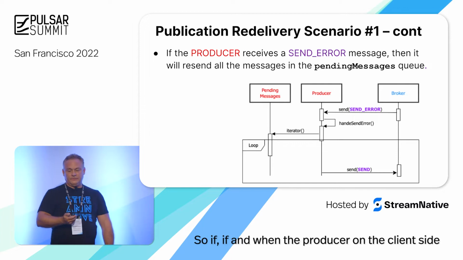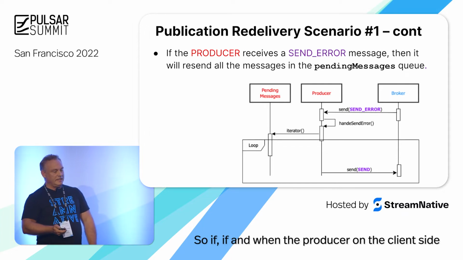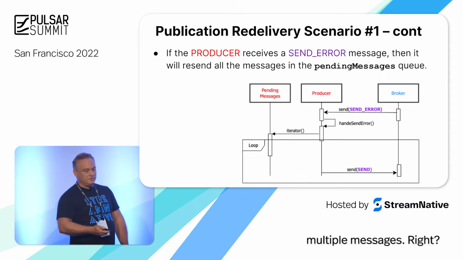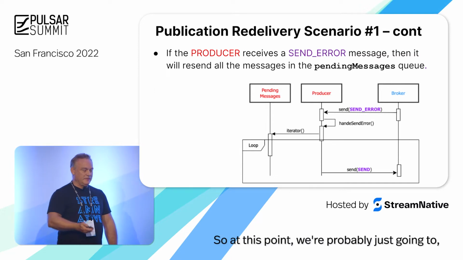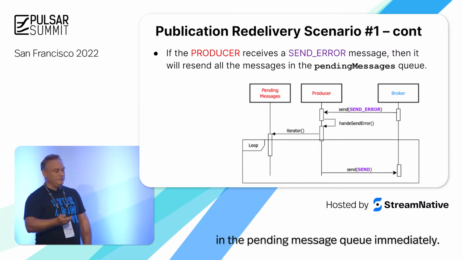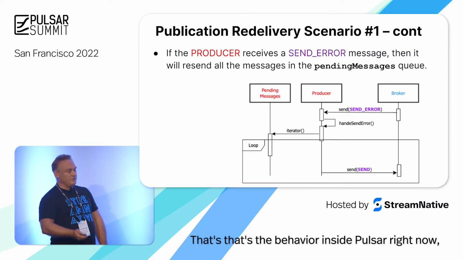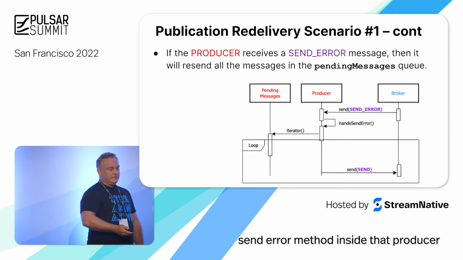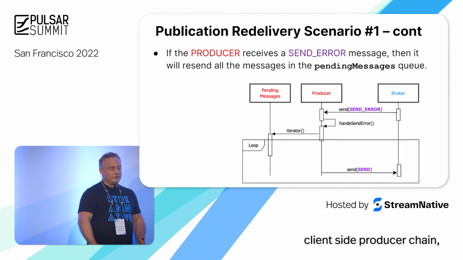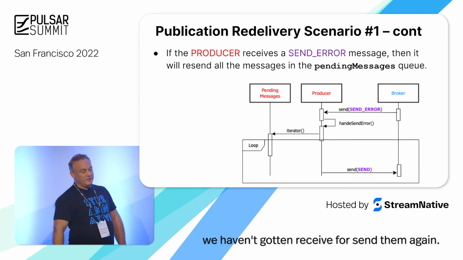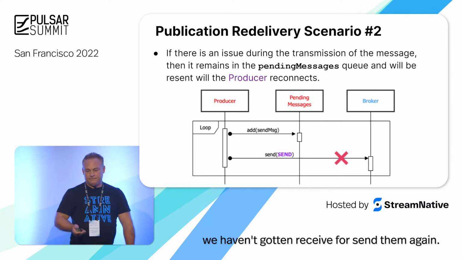So if and when the producer on the client side, again indicated in red, receives that send error message, it's highly likely that the issue on the broker has impacted multiple messages, right? So at this point, we're probably just going to proactively resend all the messages in the pending message queue immediately. That's the behavior inside Pulsar right now. So if we get a send error inside the handleSendError method, inside that client-side producer chain, we basically trigger it off: go grab all the pending messages we haven't gotten a receipt for, and send them again.